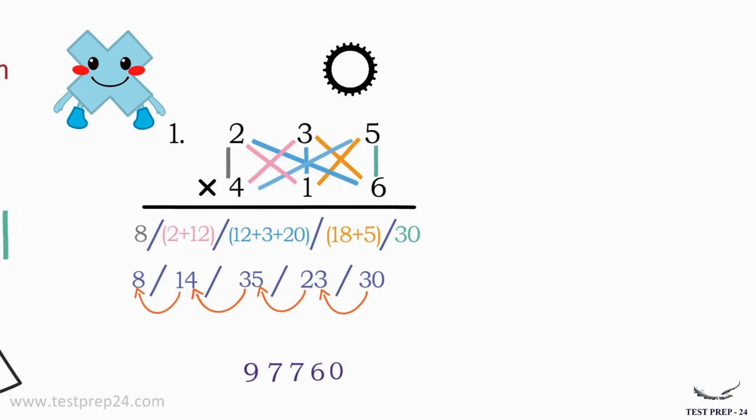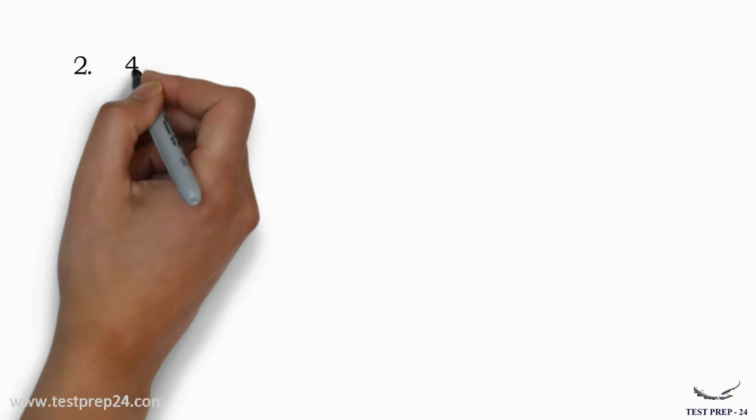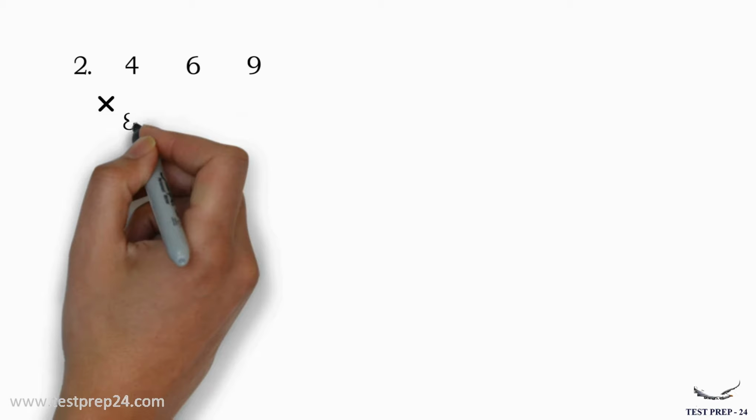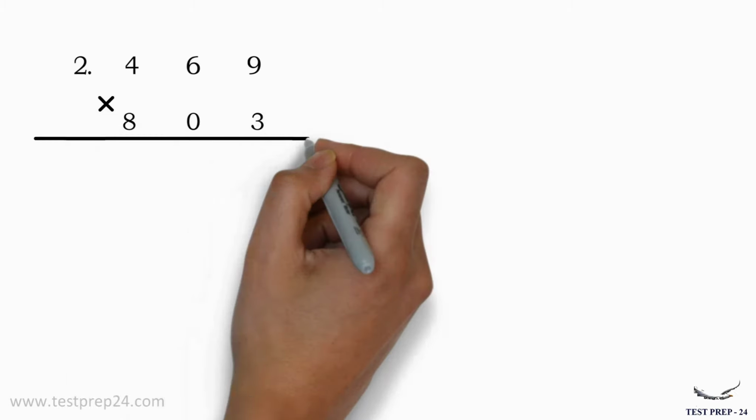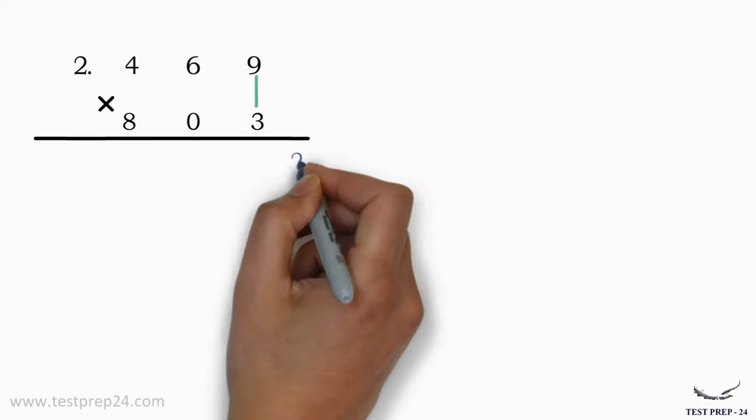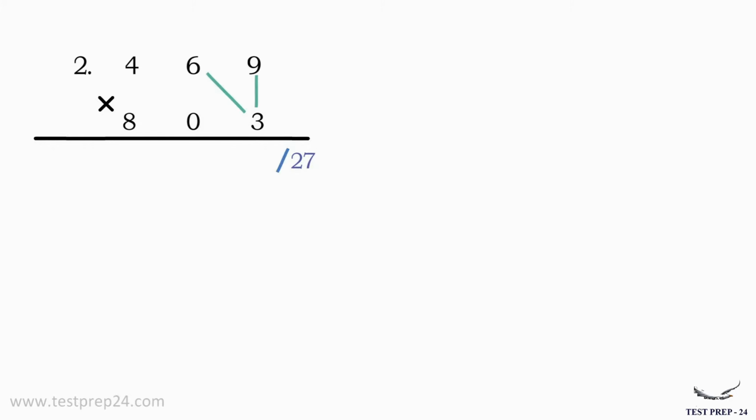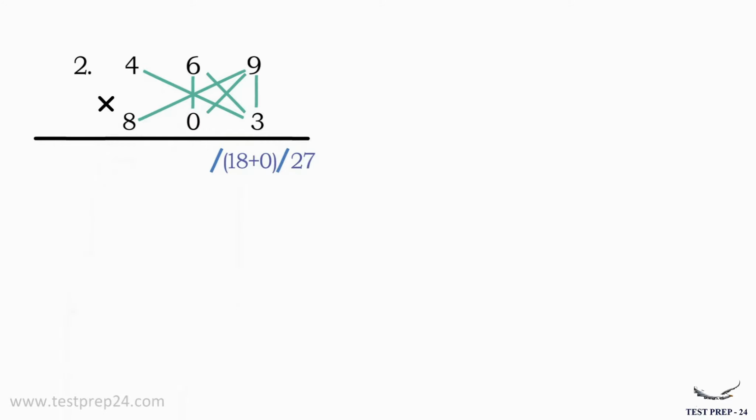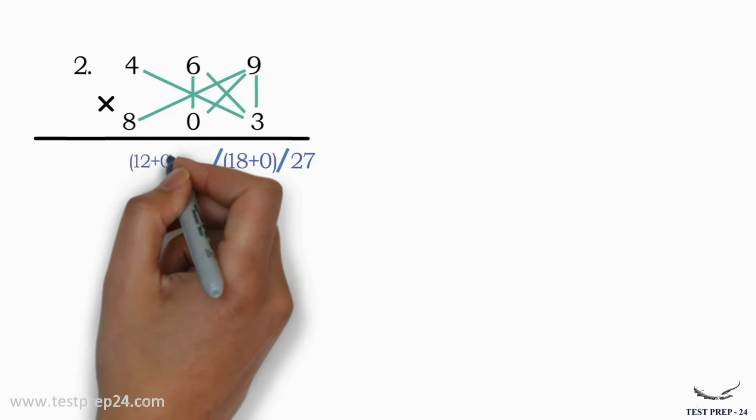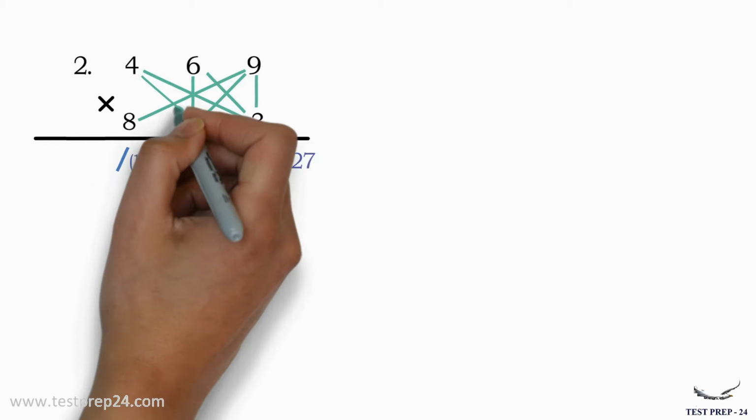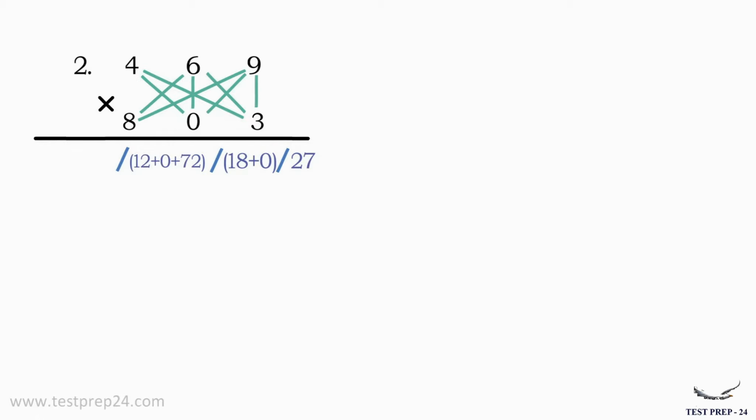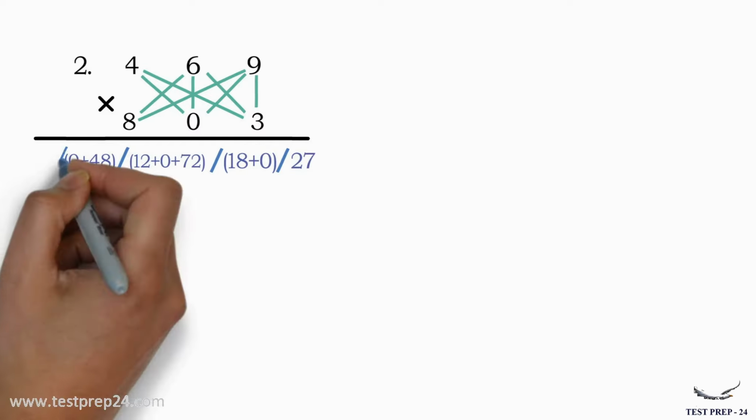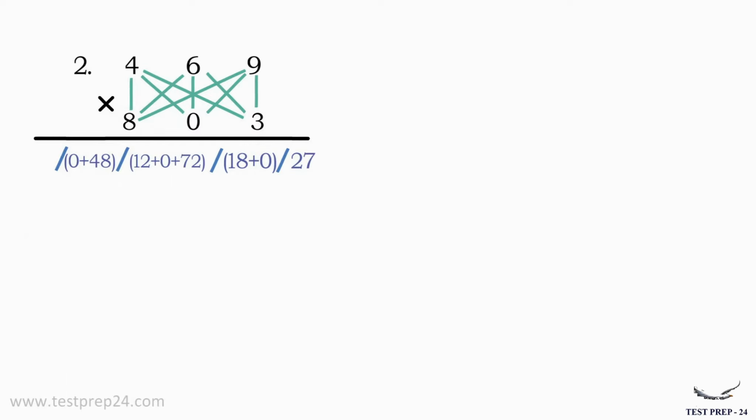So let's see the same thing with the next problem. What is the product of 469 multiplied with 803? We'll use the same approach. First it is 9 into 3, that is 27. Then 6 into 3 is 18 plus 9 into 0 is 0. And for the third part, 4 into 3 is 12, 6 into 0 is 0, 9 into 8 is 72. So it will be 12 plus 0 plus 72. And next part is 4 into 0, it is 0, 6 into 8 is 48. So 0 plus 48, and last 4 into 8, that is 32.